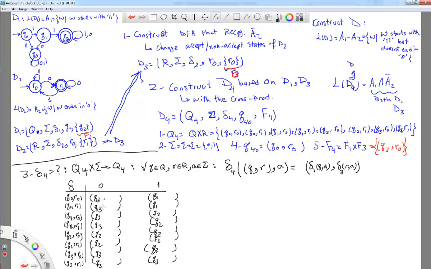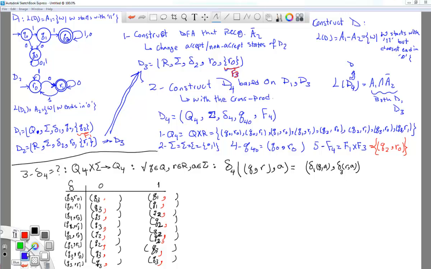Then for the second machine, let's put the commas here. Then let me just be a bit more clear. This is Q sub 2, Q sub 2, Q sub 2, Q sub 2, and Q sub 3. Okay, now let's go and do the R states.